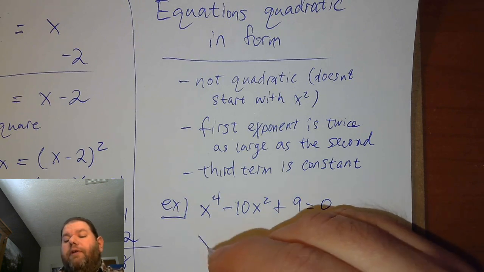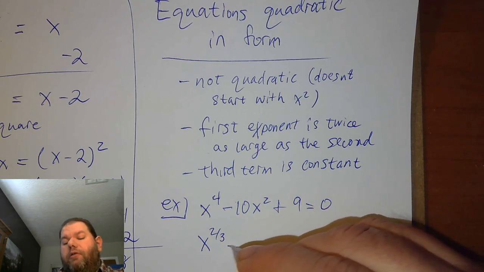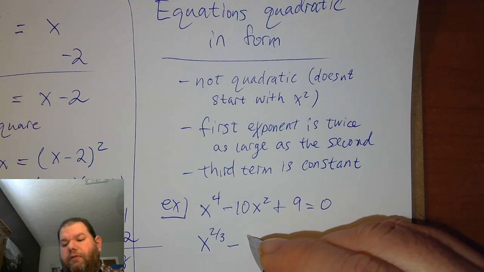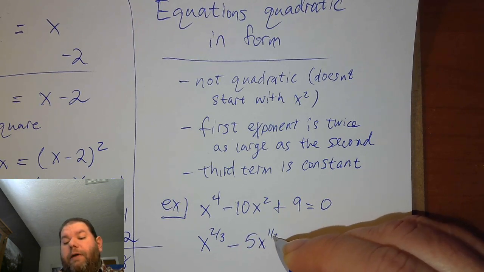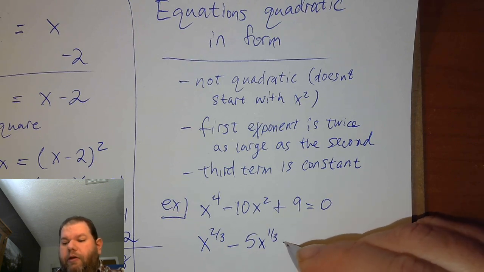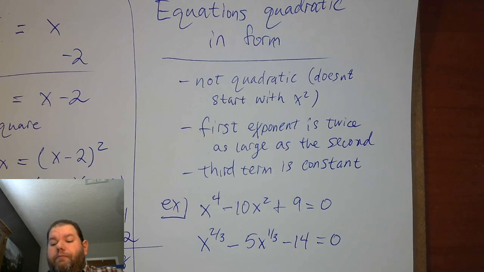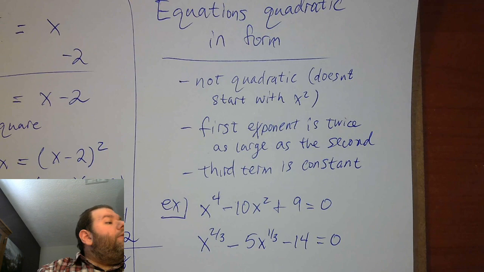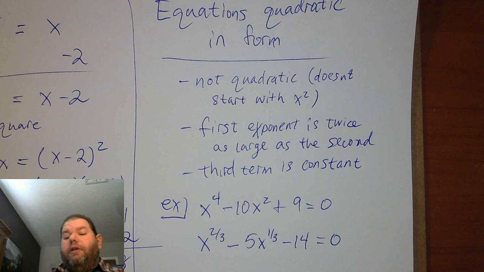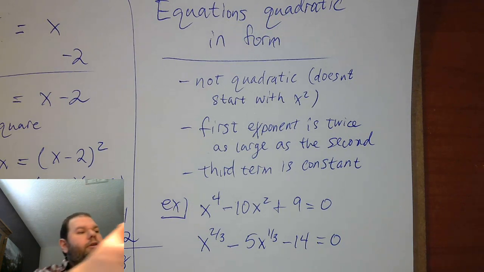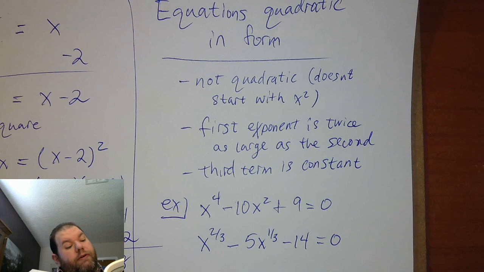What else do we have? We could have x to the 2/3 power minus 5x to the 1/3 power minus 14 equal to 0. That would also be considered quadratic in form. And there's some others that we use. I think these are the two I would like to focus on. We don't do a whole lot with these, to be honest, but it's nice to understand what we're doing with them.